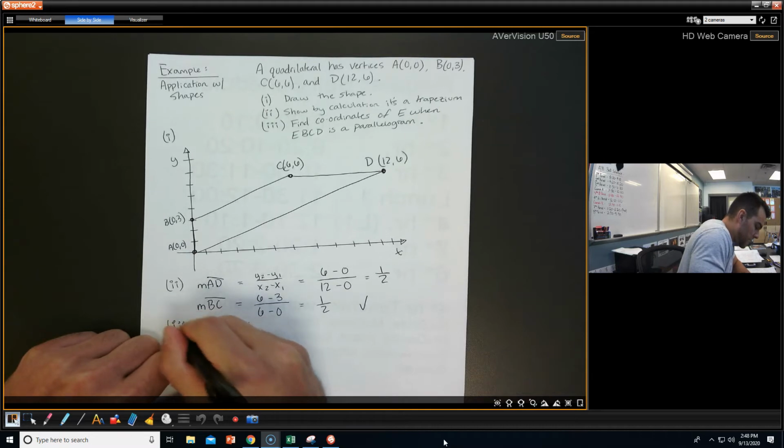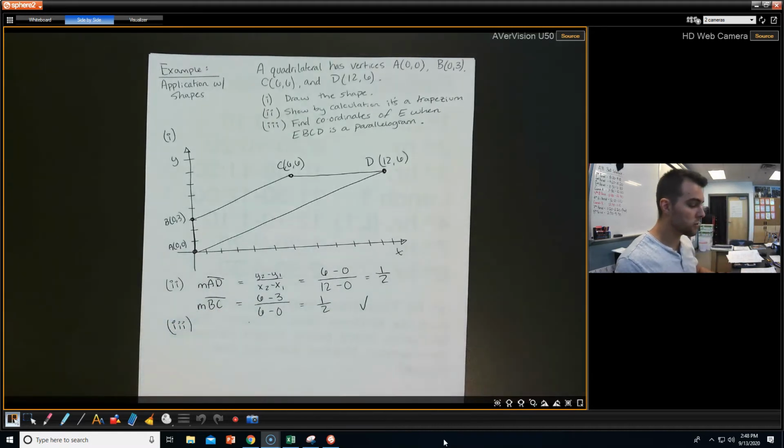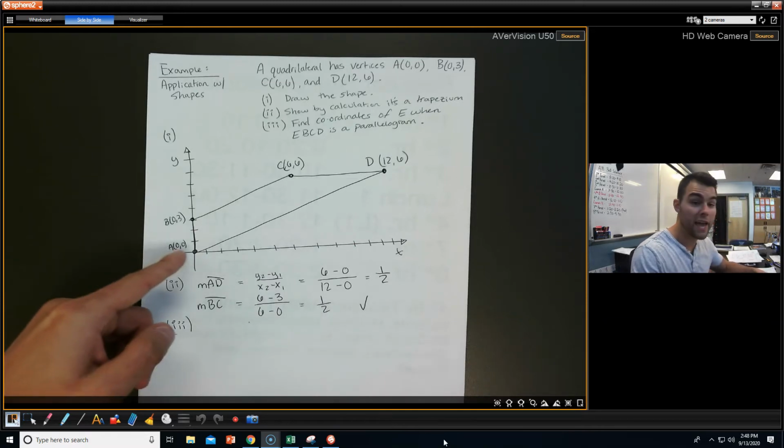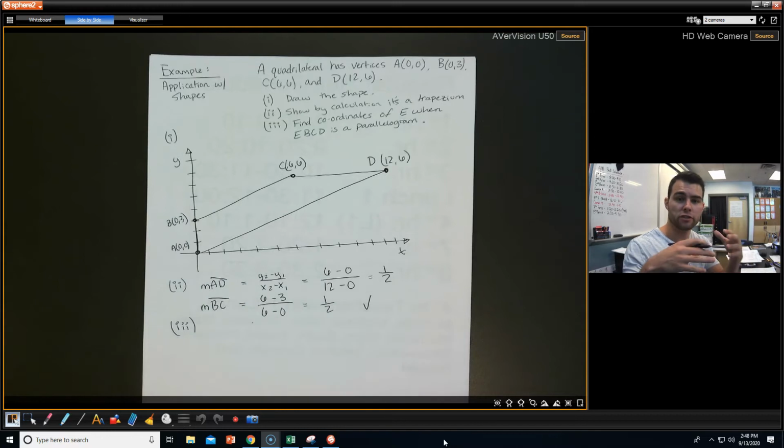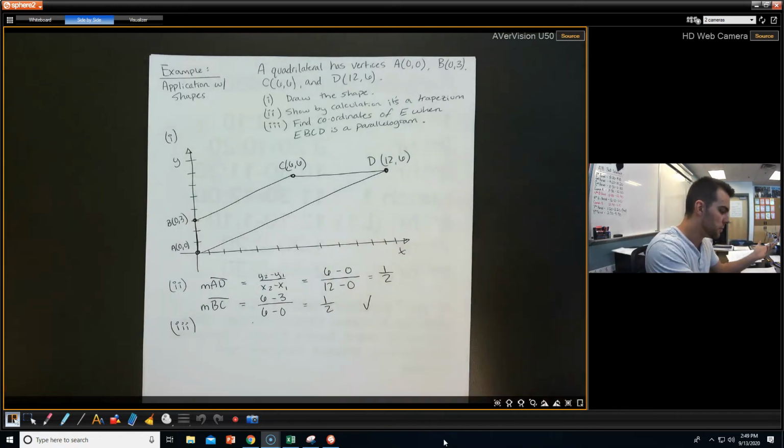So for part 3 now, it's saying, find the coordinates of E when EBCD is a parallelogram. So now we're kind of getting rid of A, and we're assuming there's this new coordinate E that is going to magically make this into a parallelogram.